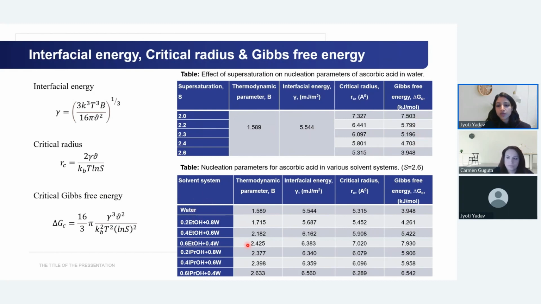And from this table below, we can see the effect of solvent systems on interfacial energy, critical radius, and critical Gibbs free energy. The interfacial energy increases with the addition of alcohol, which reflects that interaction between the solute and solvent is difficult because of higher interfacial tension. The critical radius and the Gibbs free energy, as they are dependent upon interfacial tension, also increase with increase in alcohol composition, which represents that higher activation energy or higher driving force is required to nucleate in water-alcohol solvent systems.